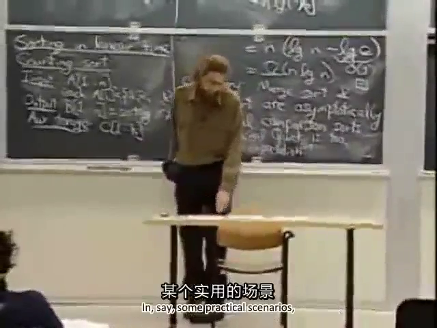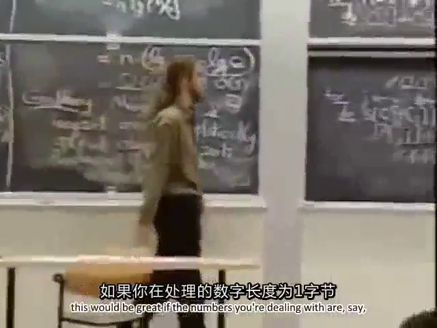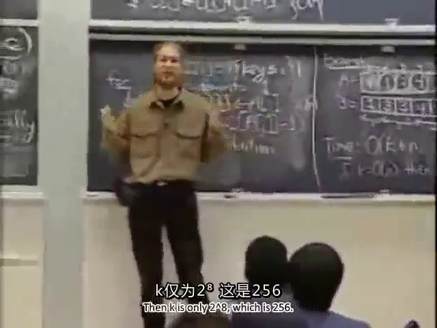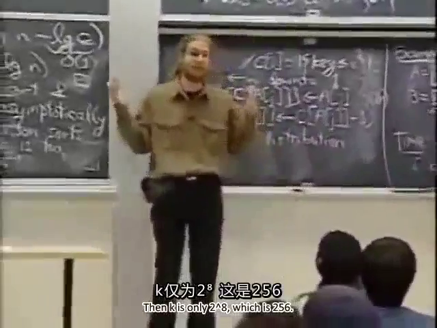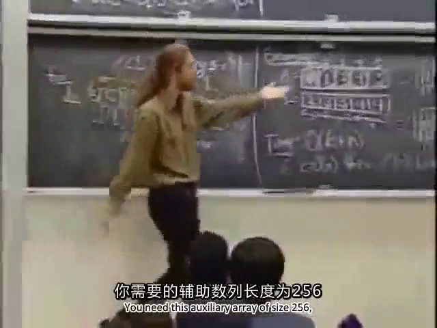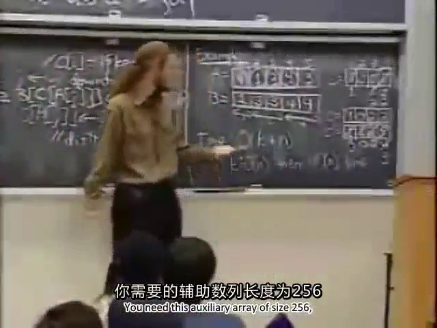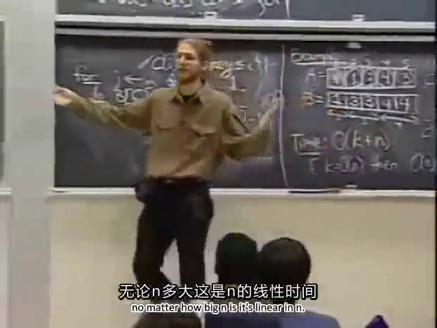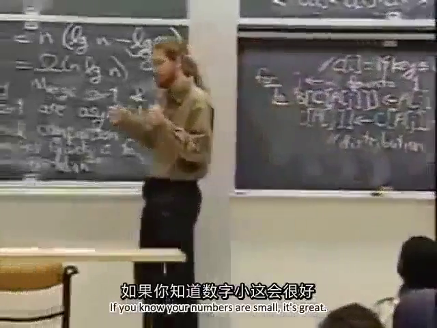In some practical scenarios, this would be great if the numbers you're dealing with are, say, a byte long. Then k is only 2 to the 8, which is 256. So you need this auxiliary array of size 256. And this is really fast, 256 plus n. No matter how big n is, it's linear in n. So if you know your numbers are small, it's great.